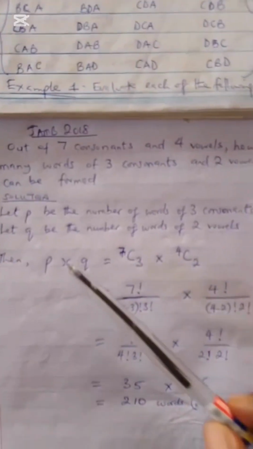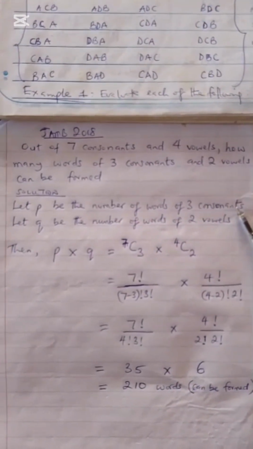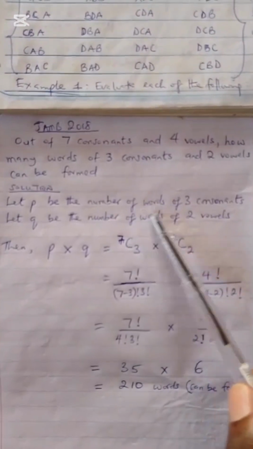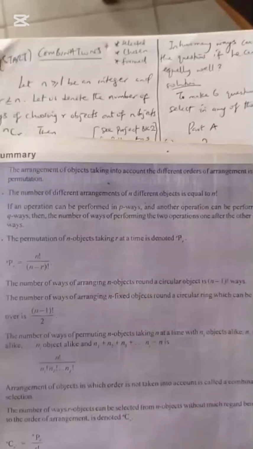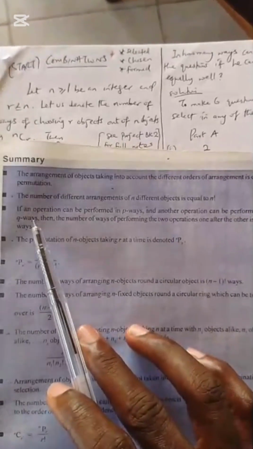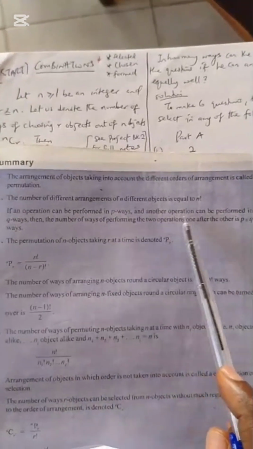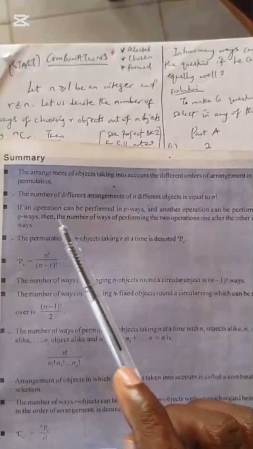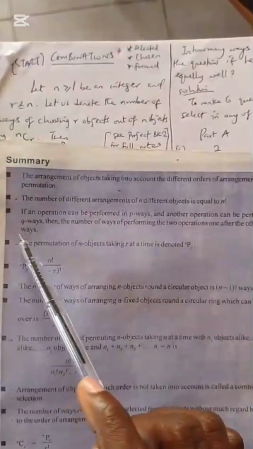Okay, so let's look at this. Let P be the number of words of 3 consonants, and let Q be the number of words of 2 vowels. Also look at this point before we start our examples on combination. If an operation, whether it's permutation or combination, can be performed in P ways and another operation can be performed in Q ways, then the number of ways of performing the 2 operations one after the other is P times Q ways.